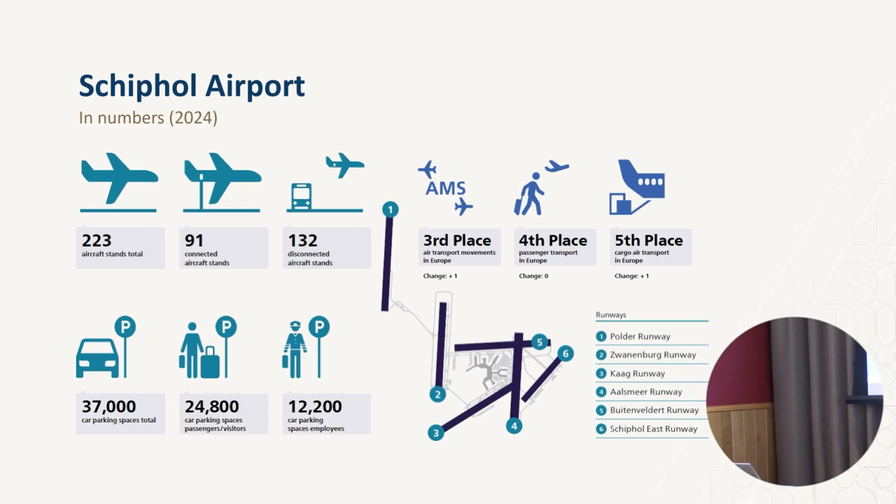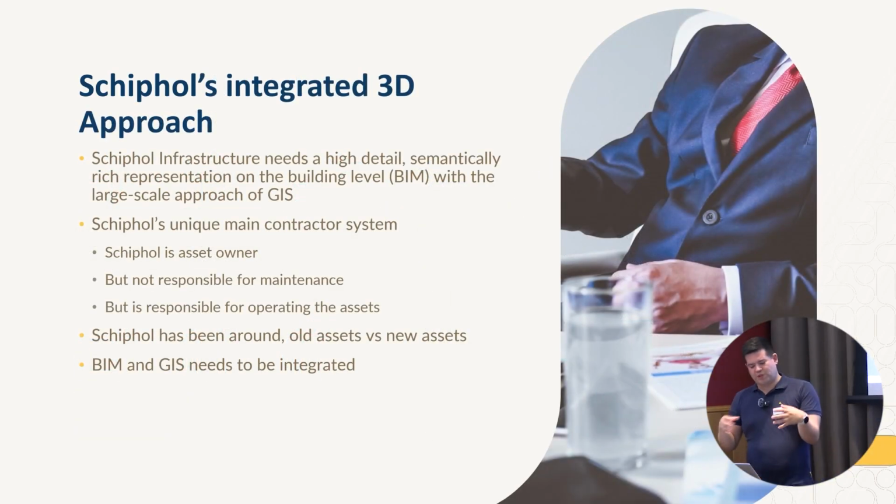This is the actual airport. So we kind of have that challenge. It's huge, but we have to do asset management. So we have to know the light bulbs. We have to know wall sockets. And we try to get those two worlds together and have that integrated approach. We do it with BIM, and we try to do it with GIS.